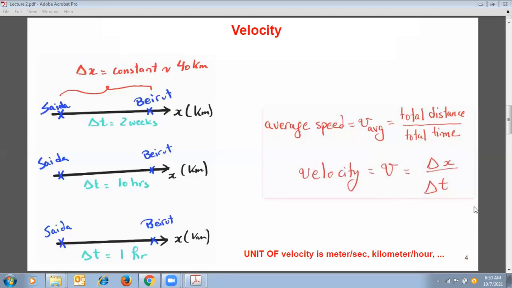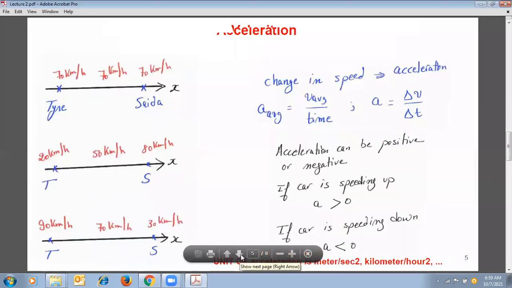Now, what are the units of speed? This is not a math course, so everything has a unit. The unit of v has to do with delta x over delta t. What's the unit of distance or displacement? It's meter. What's the unit of time? It's second or hour. So the unit of velocity is meter per second, kilometer per hour. Okay, so these are the ones that we mostly use. This is about velocity.